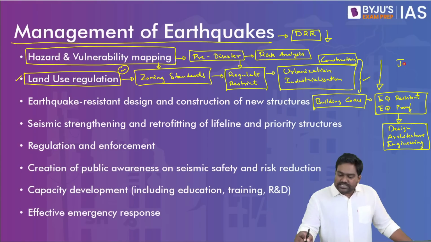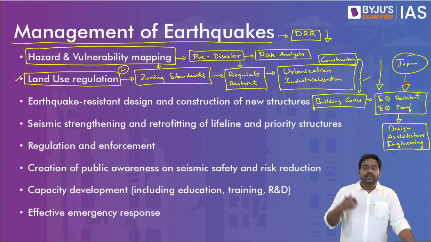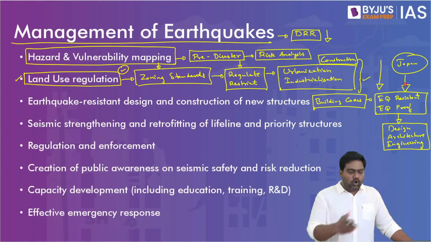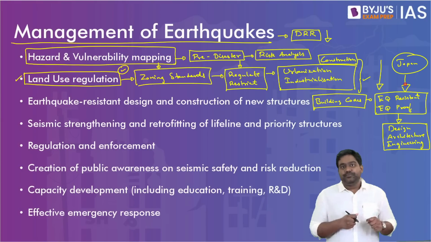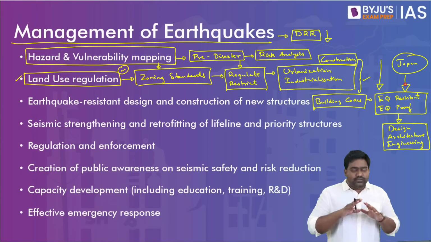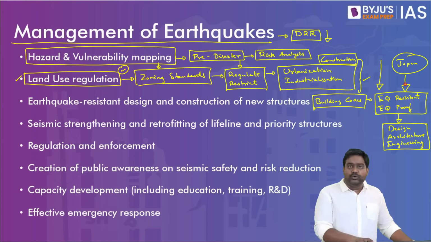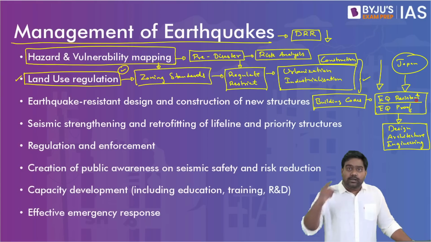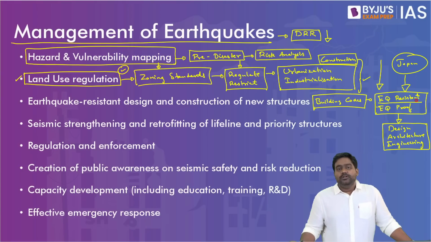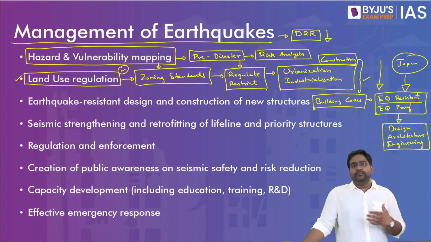This is what countries like Japan have done. Japan, which is highly prone to earthquakes, has implemented building codes and zoning standards very strictly. And as a result, it has built resilience into its cities, its industries, and its infrastructure. Japan is very strict about these building standards and zoning standards to ensure that the cities, buildings, and infrastructure in the country are earthquake proof. So that is how Japan minimizes the impact of these devastating earthquakes.